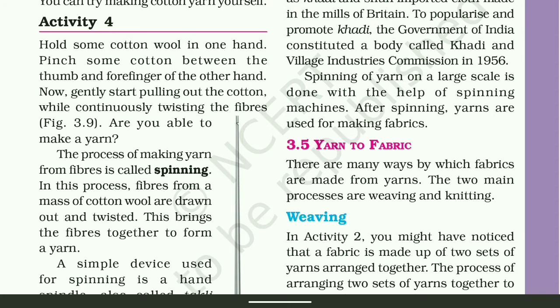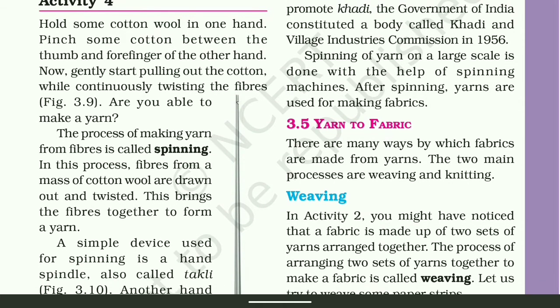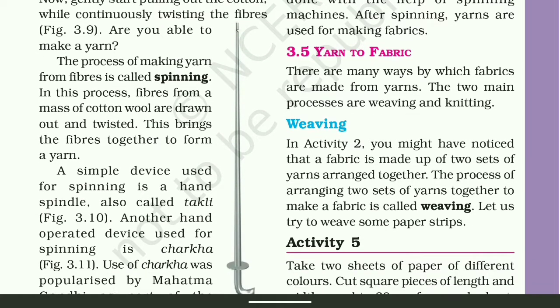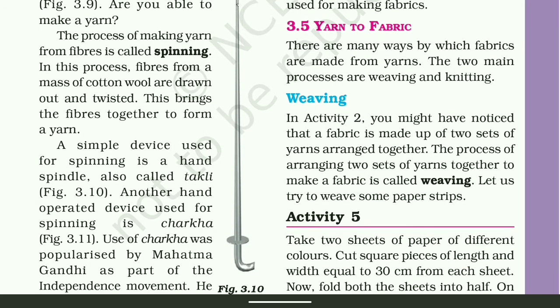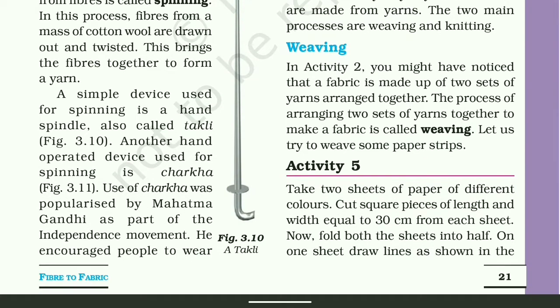After spinning, yarns are used for making fabrics. Yarns to fabric. There are many ways by which fabrics are made from yarns. The two main processes are weaving and knitting. Weaving. In Activity 2, you might have noticed that a fabric is made up of two sets of yarns arranged together. The process of arranging two sets of yarns together to make a fabric is called weaving.